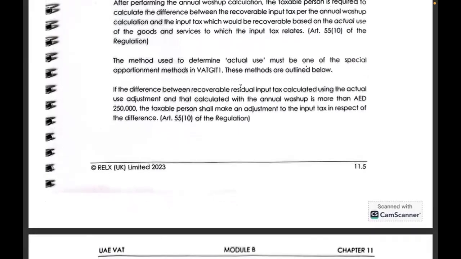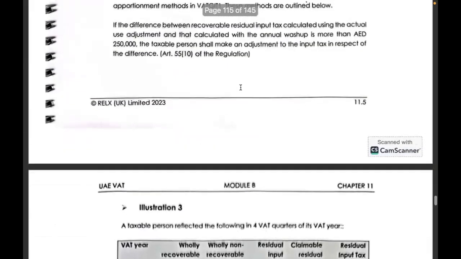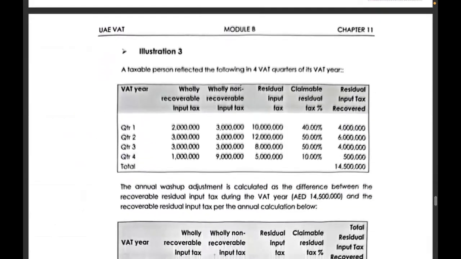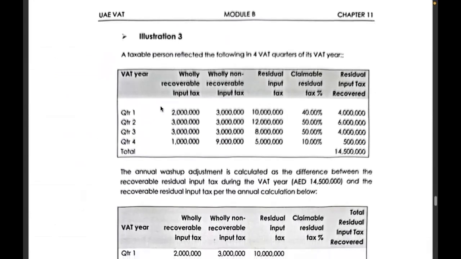So let me see. Yeah, there's an illustration. Let us look at the illustration. It will make more sense. Okay. A taxable person reflected the following in 4 VAT quarters of its VAT year.